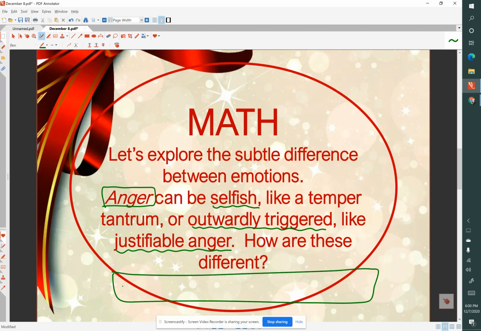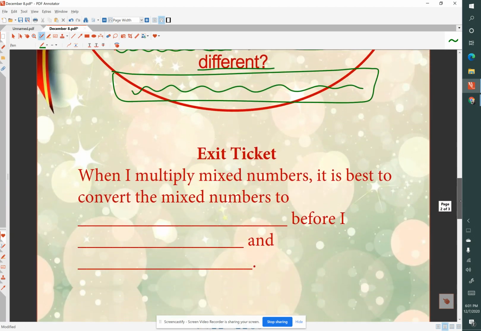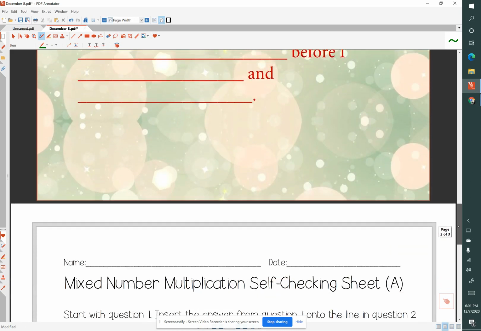You use the draw tool, and then you can just get a little box and type right in there. And write a sentence or two about justifiable anger or selfish anger and how these are different. Because understanding that will help you recognize what kind of anger is going on in you when you're not feeling so great. And there's our exit ticket. We'll get back to that.